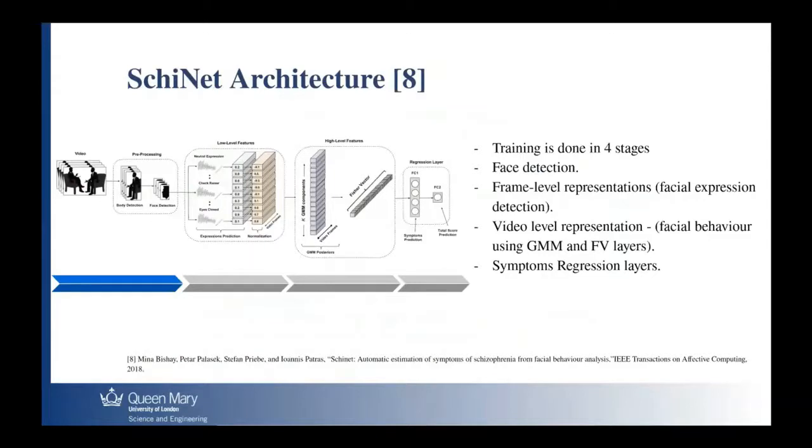The architecture of the network was in four stages. In the first stage, we have face detection, where for each frame, we extract the face of the patient. In the second stage, we get the low-level features, which is a facial expression detection. For each frame, facial expressions contain cheek raises, eyes closed, smiling, etc. In the third stage, we get a video level representation of facial behavior using Gaussian mixture models and Fisher vector layers. And then finally, we have the symptom regression layers and the total score prediction.